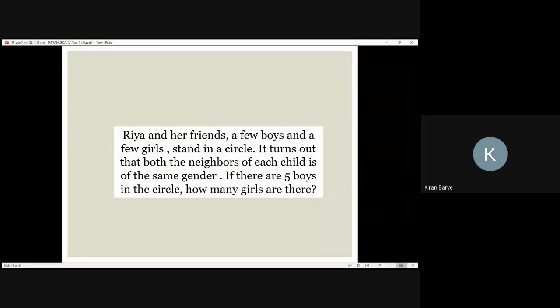And why I am telling you is, every girl can pair herself with the left-hand side boy. So GB. Now again, next is GB. GB, yes, 5 boys and 5 girls.